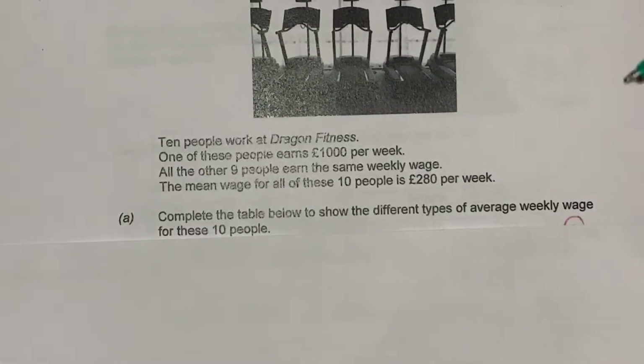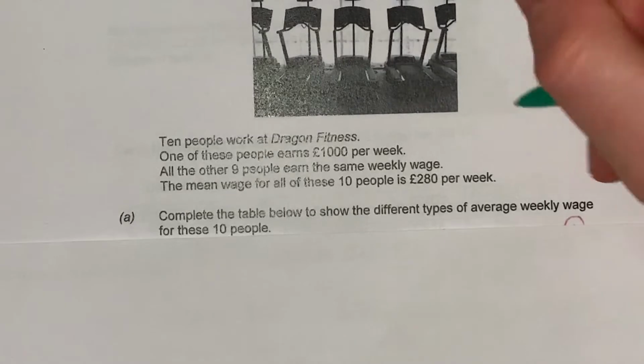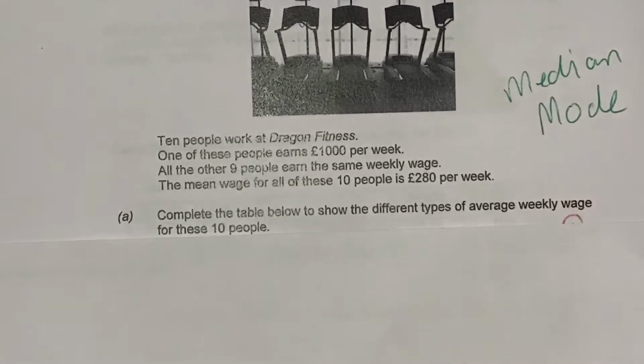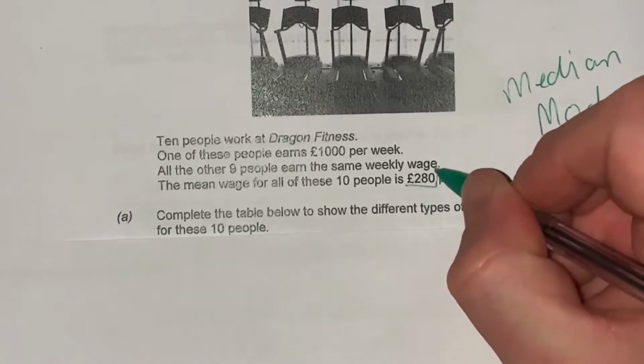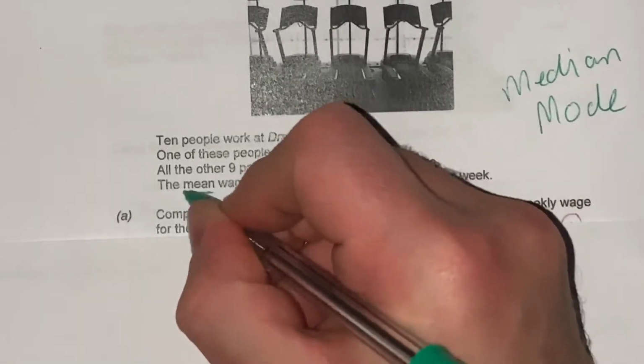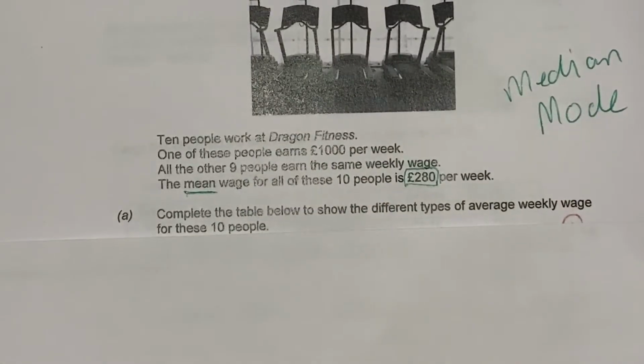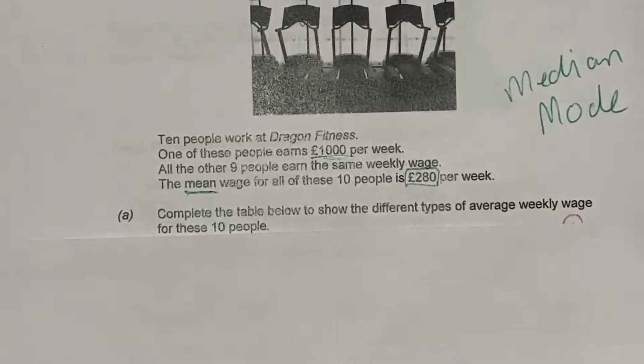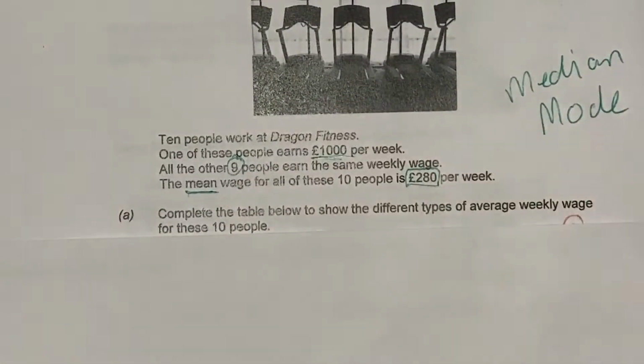All right then, first one, you've got to find the median and the mode. What they already do is give you the mean. It tells you the mean of these 10 people equals £280 per week. But one of these people earns 1,000 and 9 are identical.